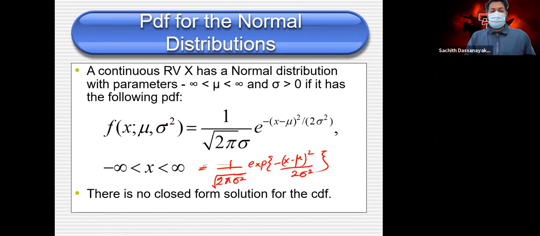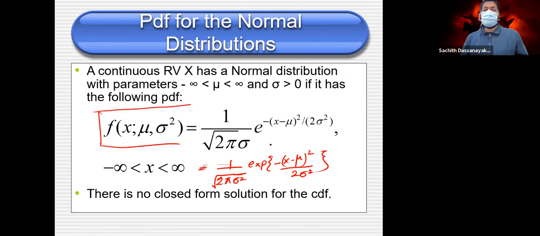So this is our PMF, PDF. Simply f of x, where x is the variable, mu is the mean, and sigma squared is the variance. If you know the mean and you know the variance, then you can simply calculate the probability values.